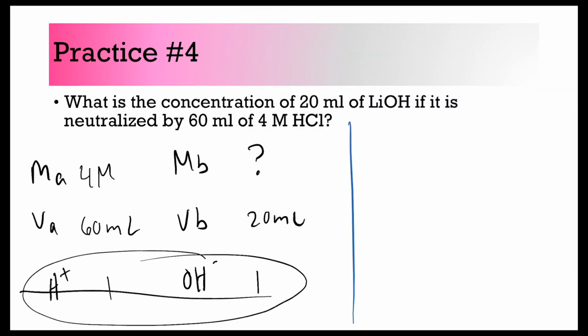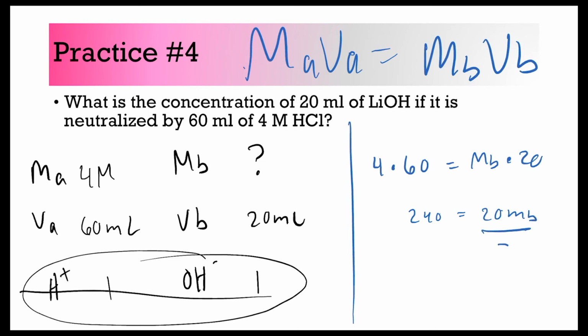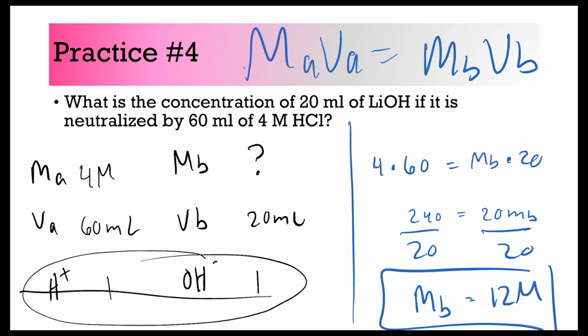So we have 4 times 60 equals, again, our equation is MaVa equals MbVb. Mb times 20. We do a little bit of math first. We get 240 equals 20 Mb. In order to get Mb by itself, divide both sides by 20, and you get the molarity of your base to be 12 molar. That is it.